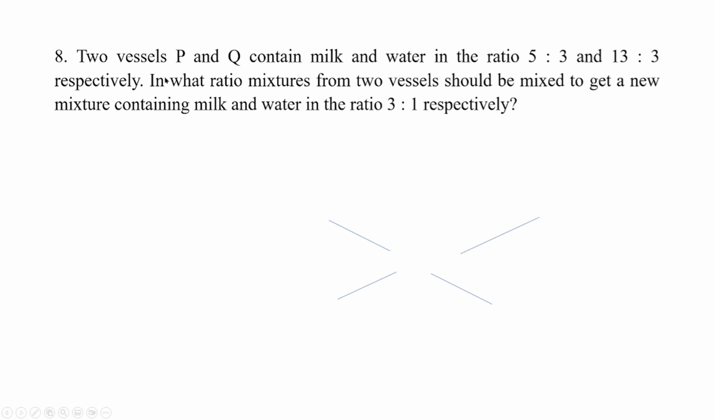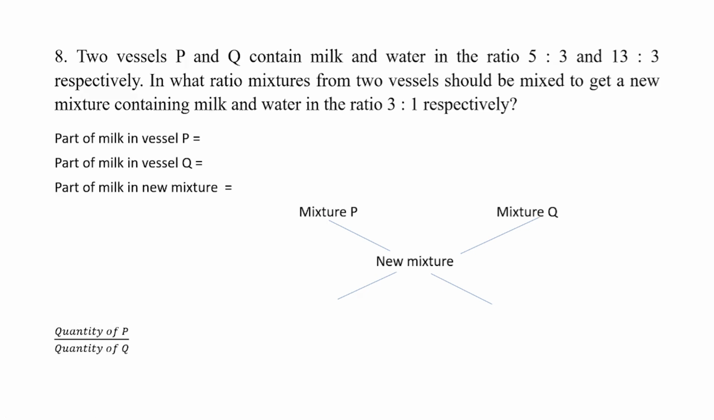So here we can see that we have two vessels P and Q, and in these two vessels the ratio of milk and water is given as 5:3 and 13:3. Now we have to find the ratio in which we have to mix these two mixtures so that we will get a new mixture containing milk and water in the ratio 3:1. So the part of milk in vessel P is 5/8.